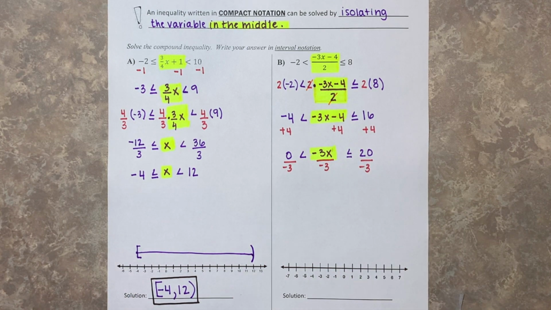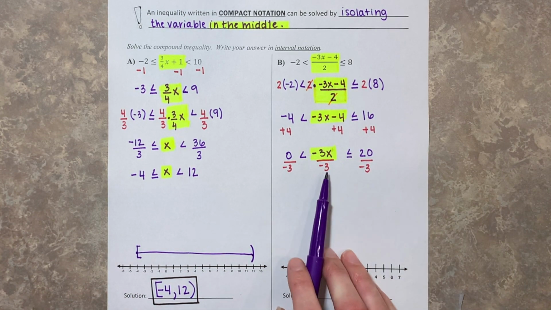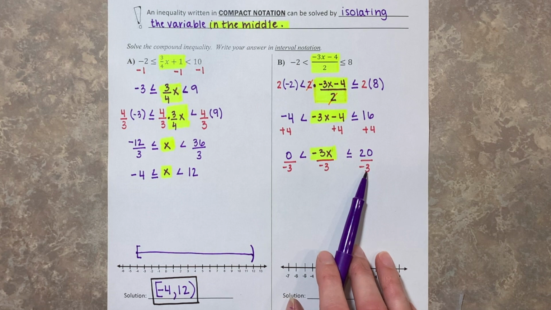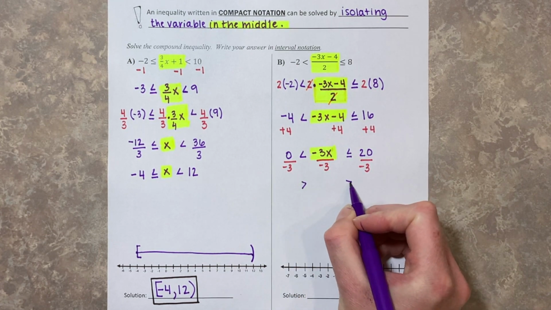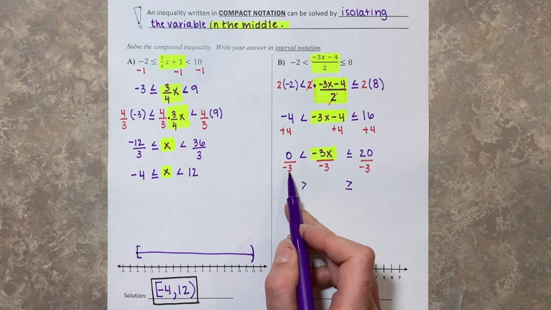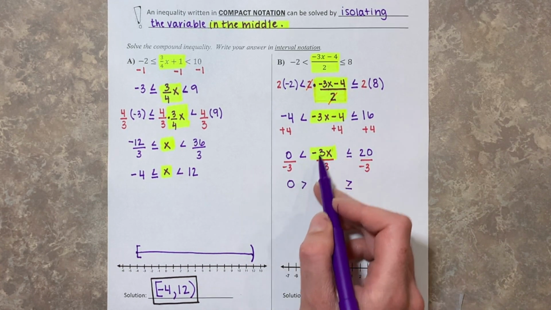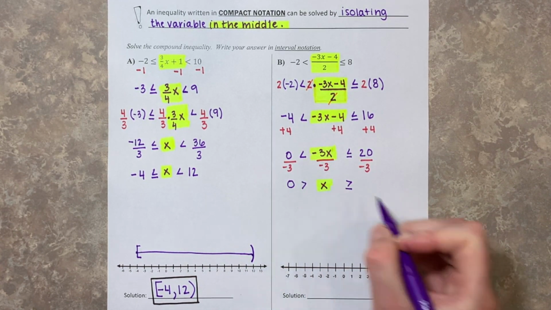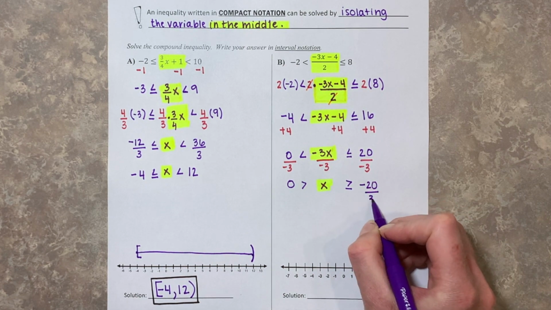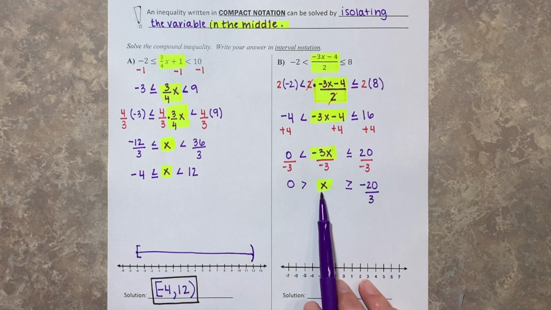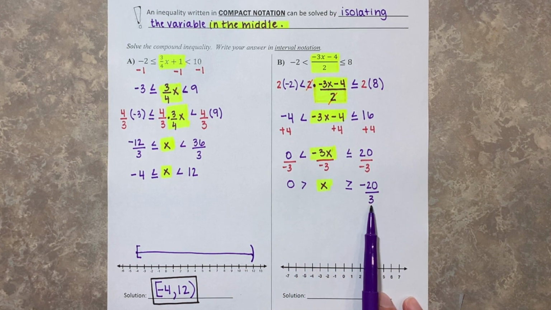Now be very careful here with inequalities. If you divide by a negative number, you have to flip the inequality. So I'm going to flip this inequality and also this inequality. 0 divided by anything is 0. These -3's will cancel. And -20/3 cannot be reduced, so we'll leave it as -20/3. So this says that x is between 0 and -20/3.